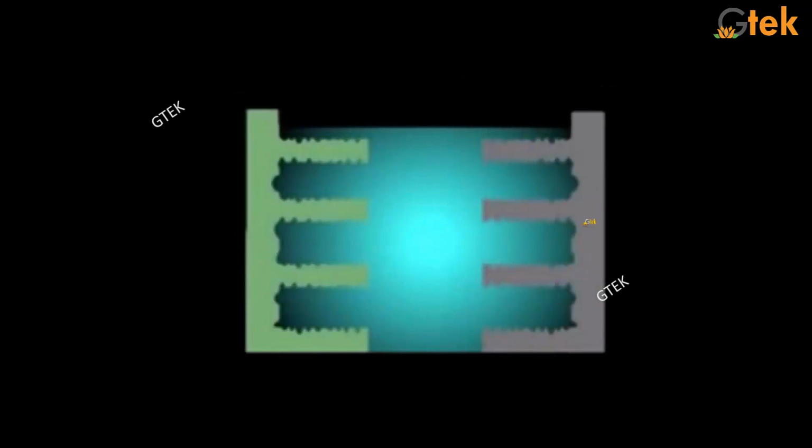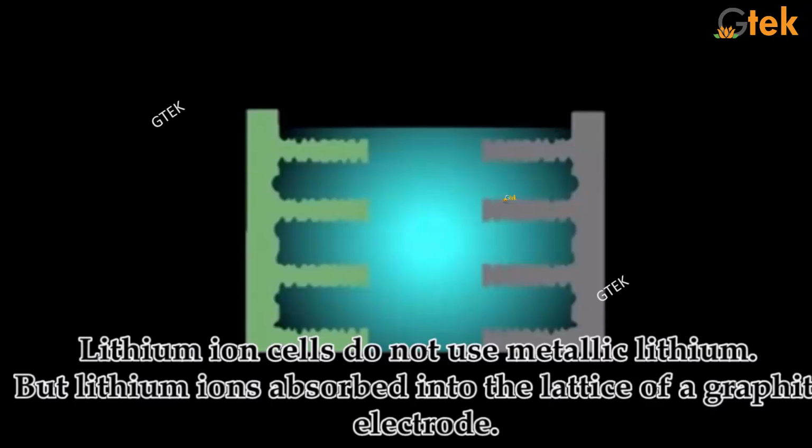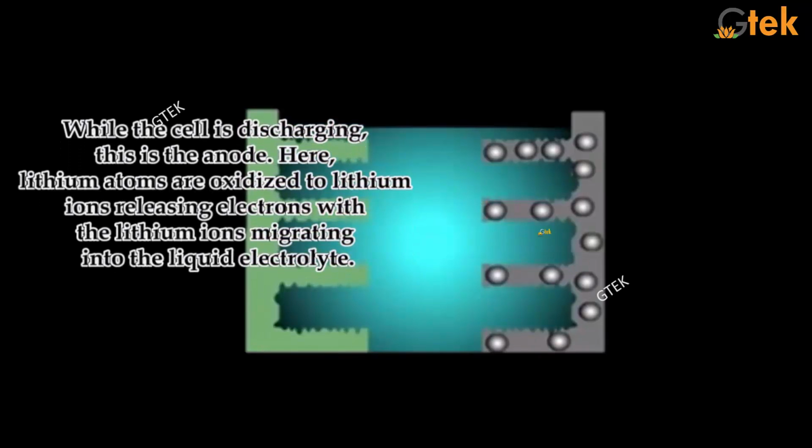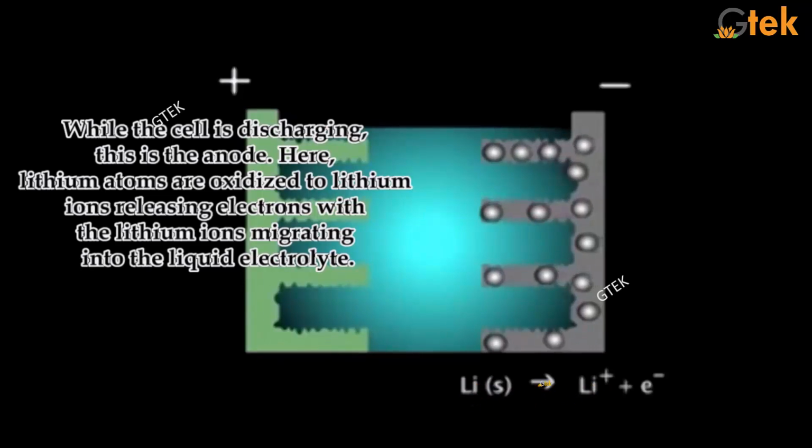Lithium-ion cells do not use metallic lithium, but lithium ions absorb into the lattice of a graphite electrode. While the cell is discharging, this is the anode. Here lithium is oxidized to lithium ions, releasing electrons, with lithium ions migrating into the liquid electrolyte. So this is how the lithium-ion reaction will be: lithium ions plus electrons.